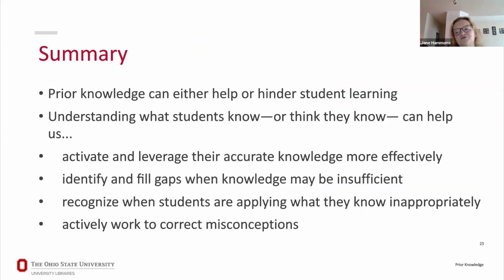So the summary for this section really quickly, right? We know prior knowledge can help students' learning. If we're able to connect what they are learning to something that they already know, that can help. But it can also hinder student learning if it's inaccurate prior knowledge or insufficient prior knowledge, or it's just inappropriate for that particular context. So what can we do to activate their prior knowledge? What can we do to identify and fill in when their knowledge may be insufficient? What can we do to start correcting misconceptions that students might have that can hinder their learning? That's what we're going to talk about, especially in the last part of this workshop.